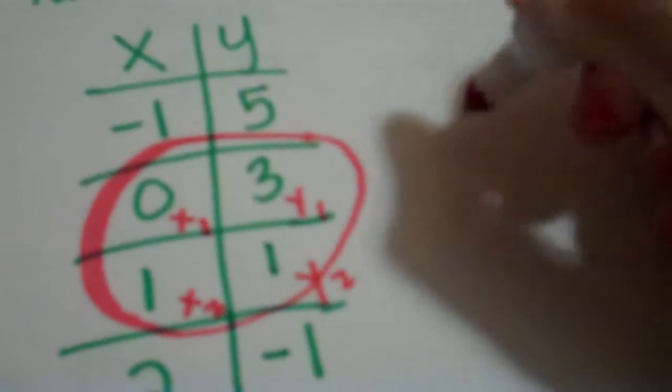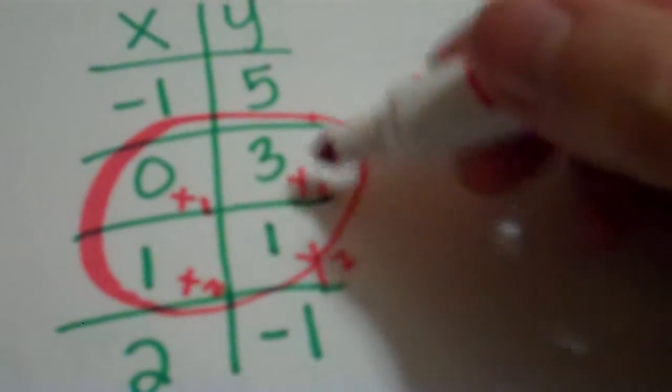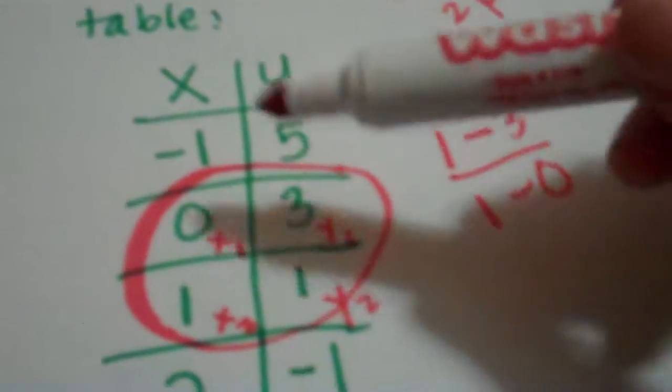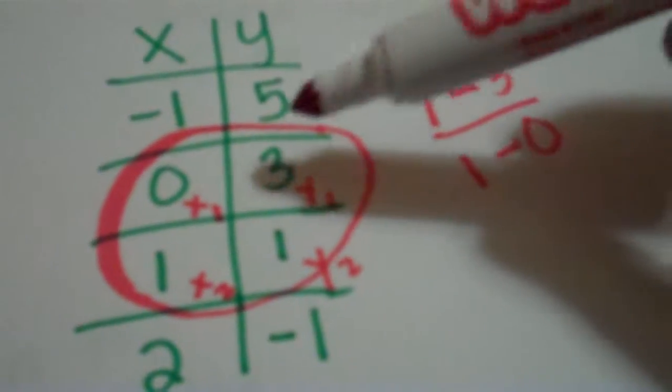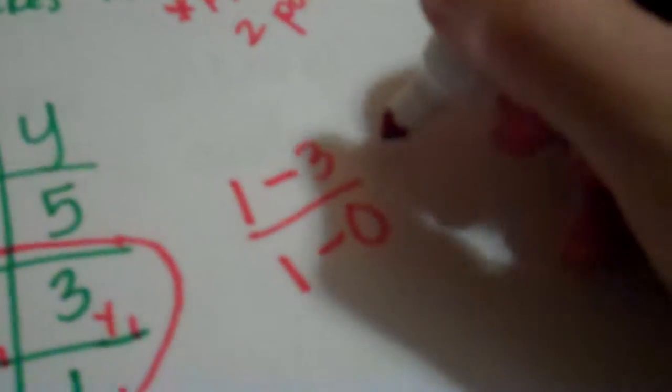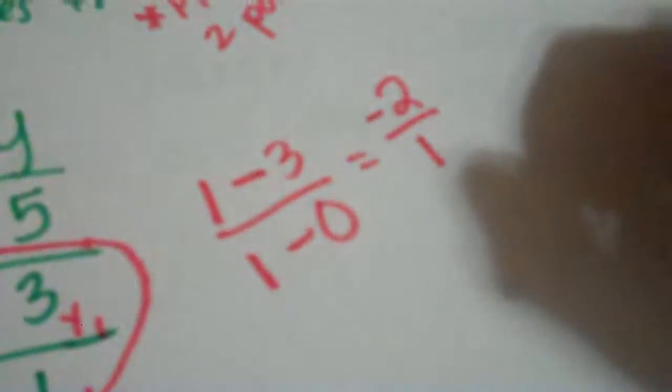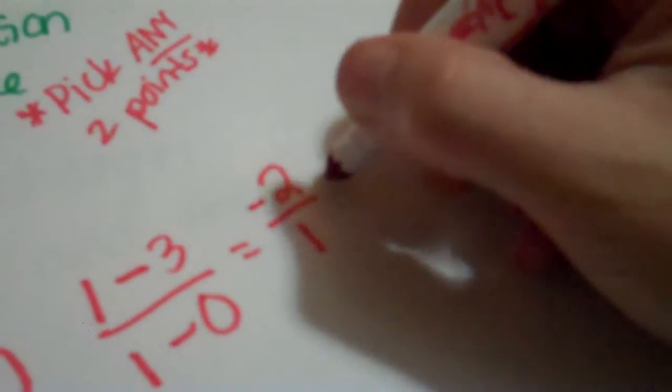Okay? So, remember, it's y2, which is 1, minus y1, which is 3, over x2, which is 1, minus 0. Now, you could have flipped this, you could have done 3 minus 1 and 0 minus 1. That's fine, as long as you kept it the same. It'll be good at the end. 1 minus 3 in your calculator is negative 2, and 1 minus 0 is just 1. Negative 2 divided by 1 is just negative 2. So that is the slope.